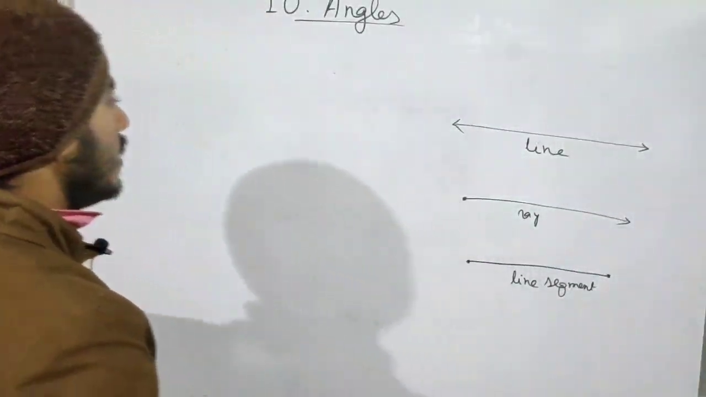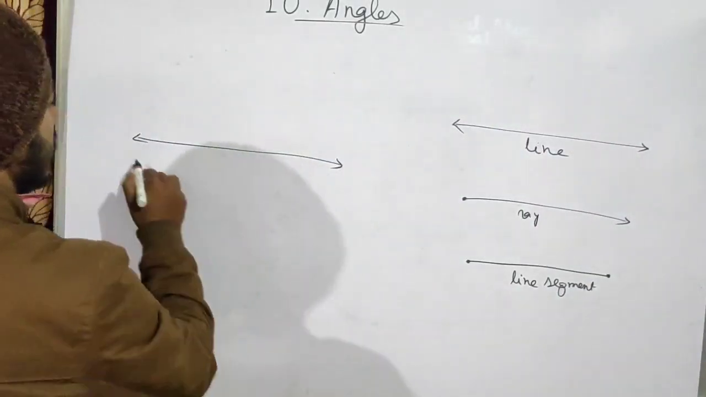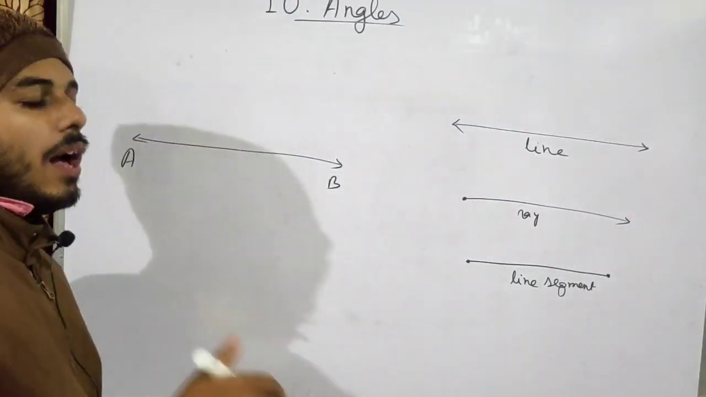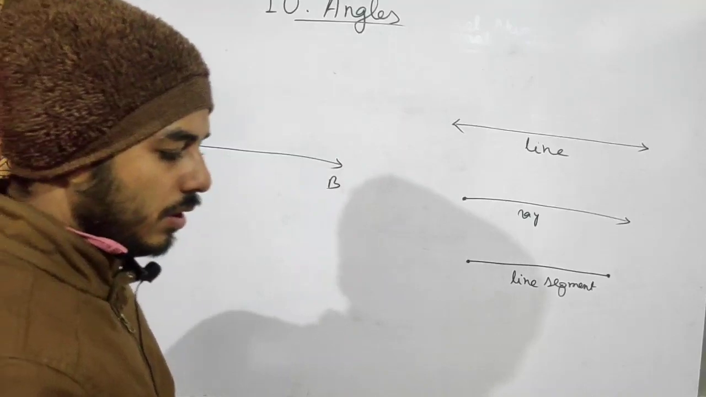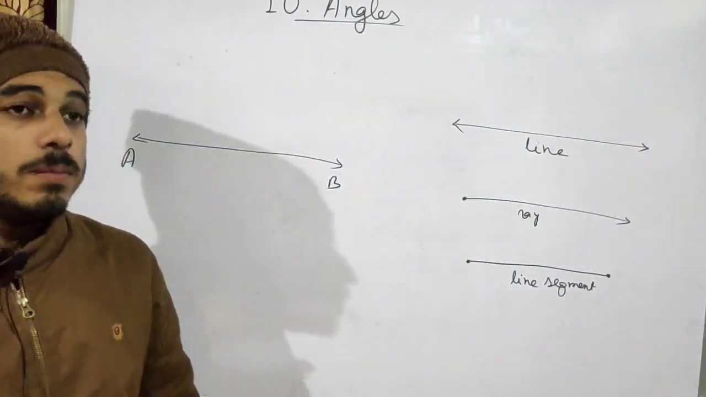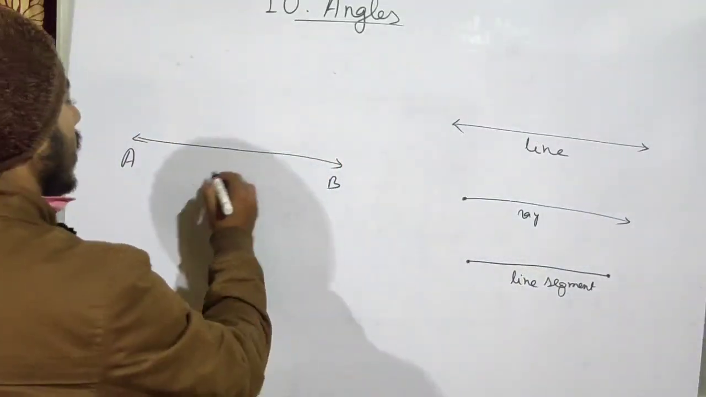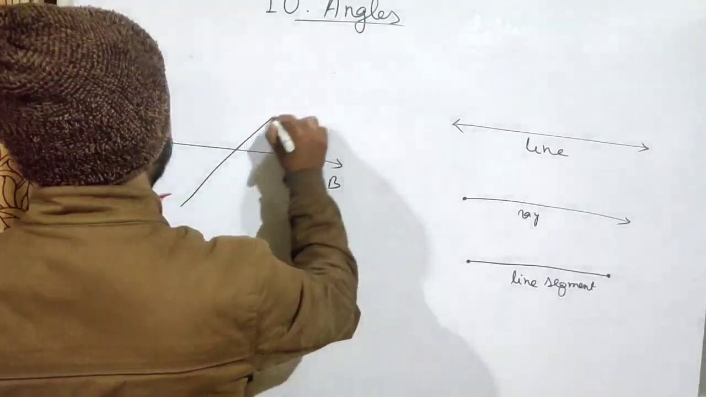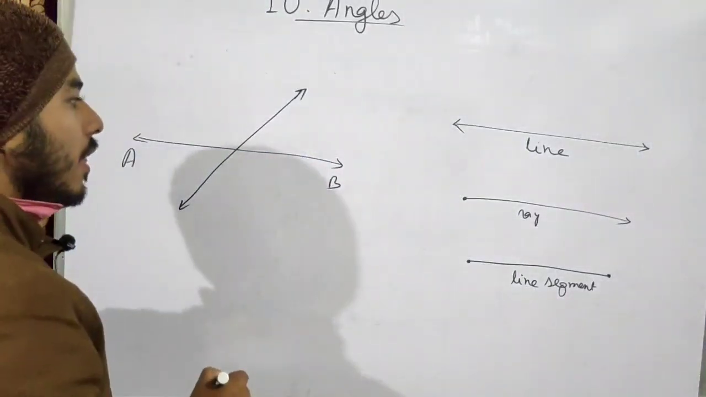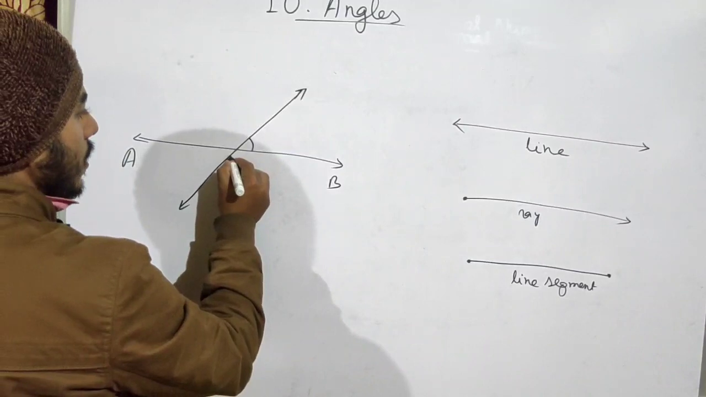For example, when an angle is formed, for example, this is a line. You can consider this is the line AB. Now, if another line coincides or intersects with the given line, that is AB, then at that time an angle is formed. For example, like this, it has coincided or intersected, isn't it? Angle is formed. This is known as what? Angle.